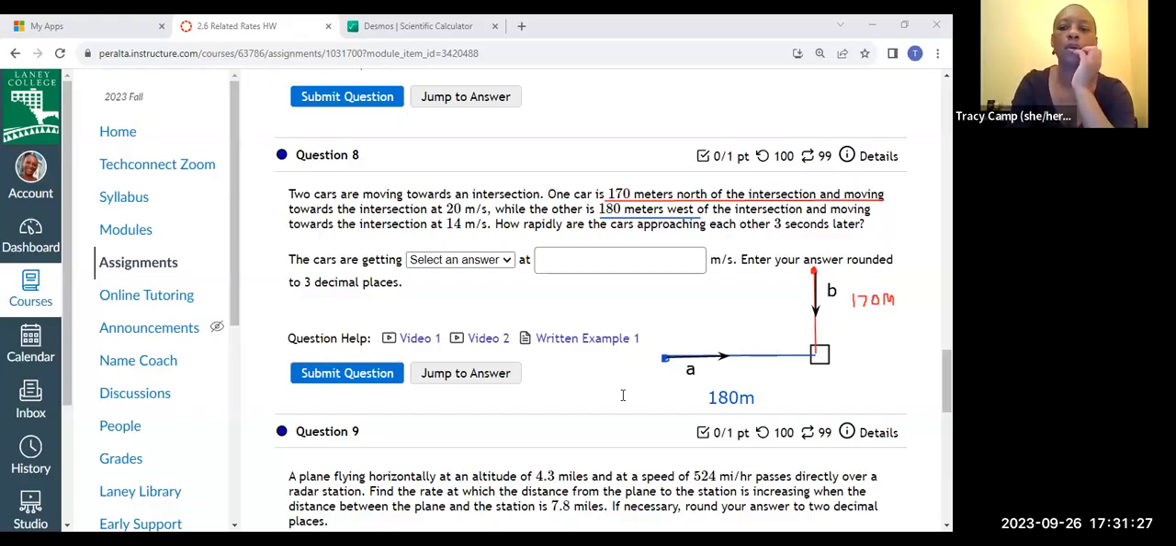So we're trying to find out how rapidly these two cars are approaching each other. So we're trying to find out the rate of the distance between the two of them, right? As they get closer and closer to the intersection, their distance is decreasing. And so we're trying to find out how quickly that distance is decreasing. So that green line I drew, we're trying to find out that rate.